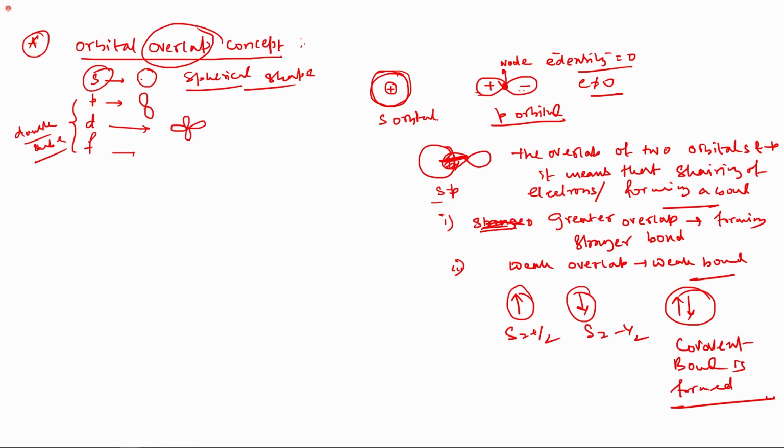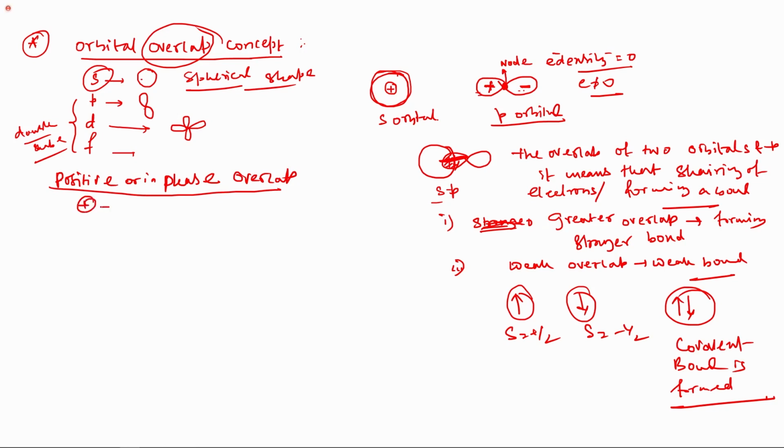Now I am going to the overlap: how many types of overlap are possible, what is the positive overlap and what is the negative overlap. The s orbital is always positively charged, and the p orbital has a positive lobe, a negative lobe, and this one is the node. So first I am going to the positive, or in-phase, overlap. Positive, or in-phase, overlap means that two phases are present.